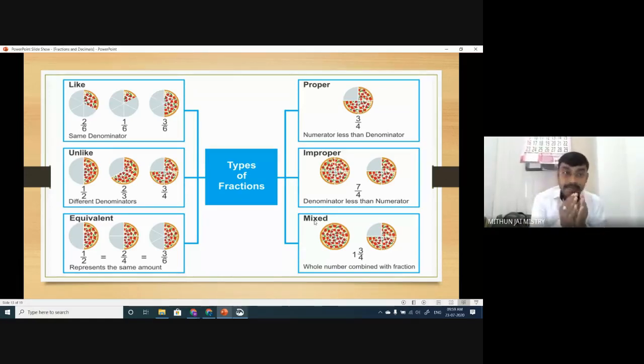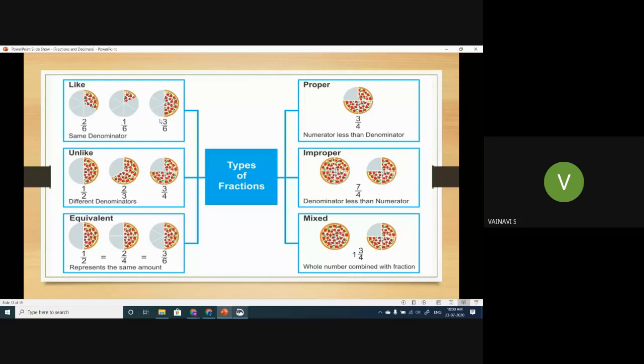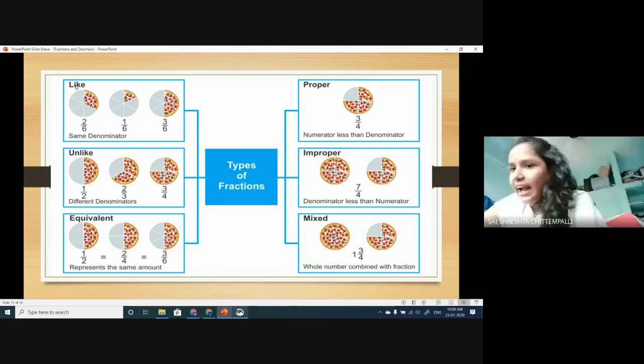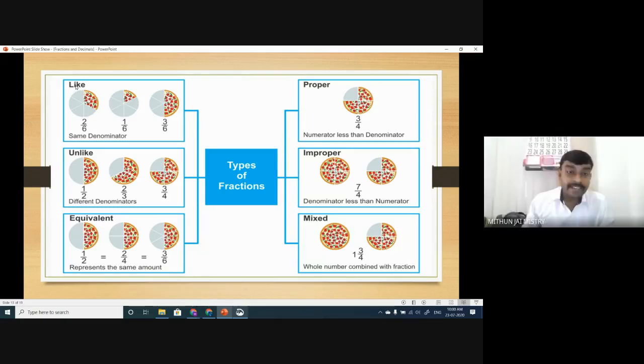But when we take many fractions together, and if they are having the same denominator, here you can see 2 by 6, 1 by 6, 3 by 6, they are having the same denominator. Such fractions are called like fractions. So how can we define like fractions? We can say that the fractions having the same denominator are called like fractions. Are called, means we are talking about many fractions, right?